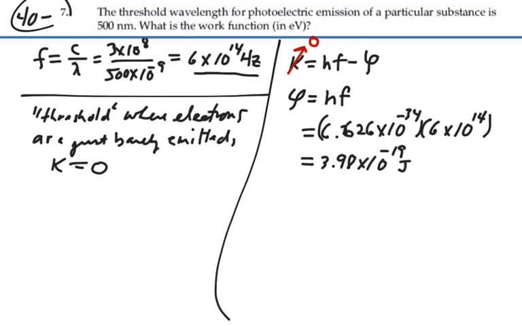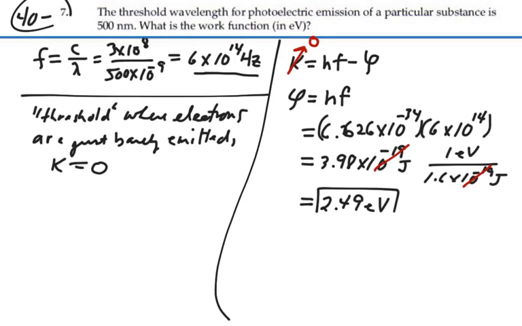But we want this in electron volts, so we're going to convert. We'll say that there's 1 electron volt per 1.6 times 10 to the minus 19 joules. So the 10 to the minus 19s cancel out, and we have 3.98 divided by 1.6, and that's going to give us 2.49 electron volts. So the work function for this particular substance is 2.49 electron volts.